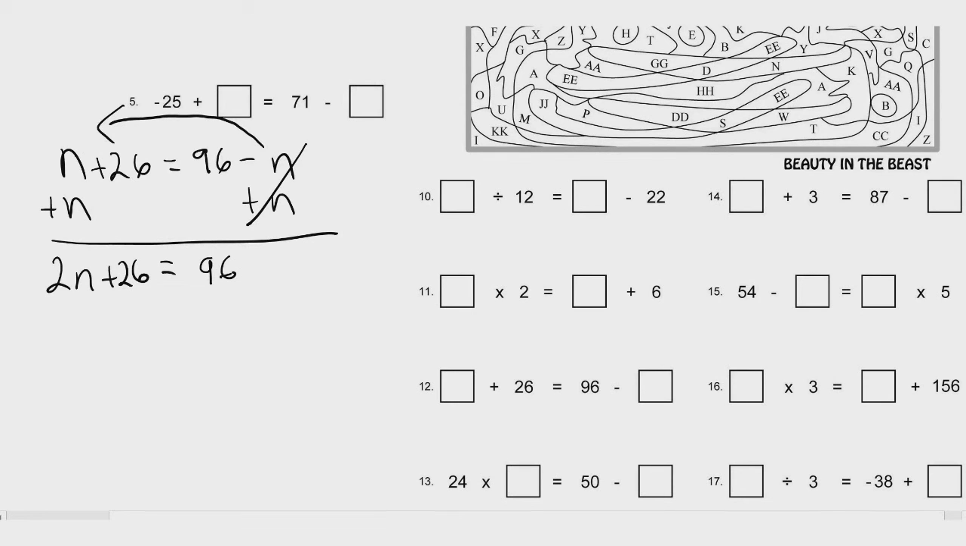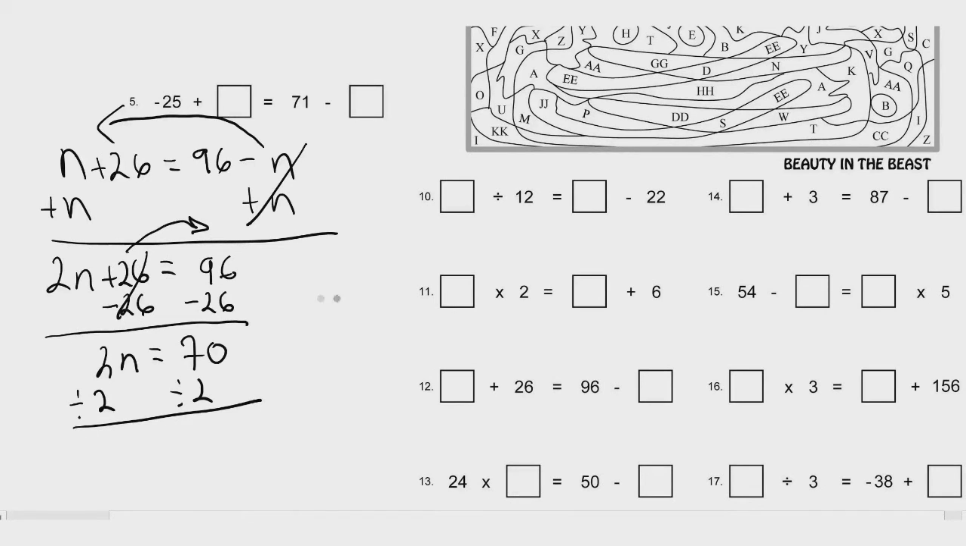The 26 is saying, get me out of here. I want to go join the 96. So I send him to the other side. The opposite of plus 26 is minus 26. So I'm going to subtract 26 on both sides. Cancel. We end up with 2n equals 96 minus 26, which will give us 70. Then I divide by 2. And again, 2n means 2 times n. And the opposite of multiplication is division. That's why I'm dividing by 2.